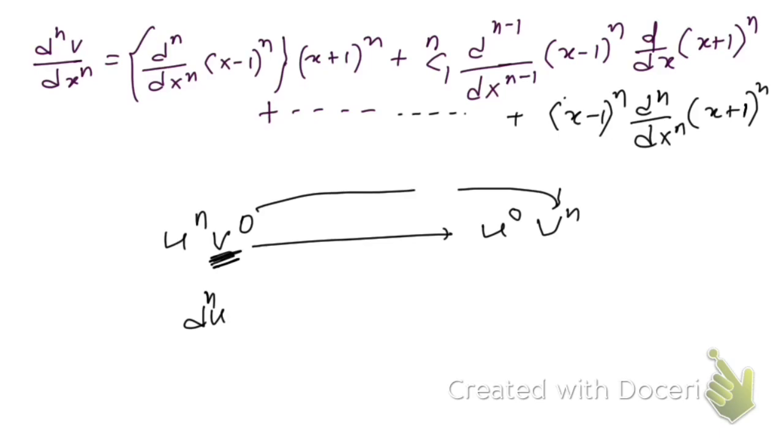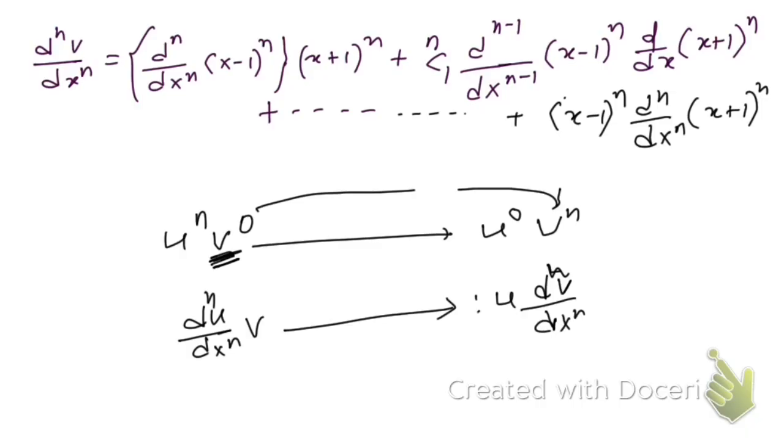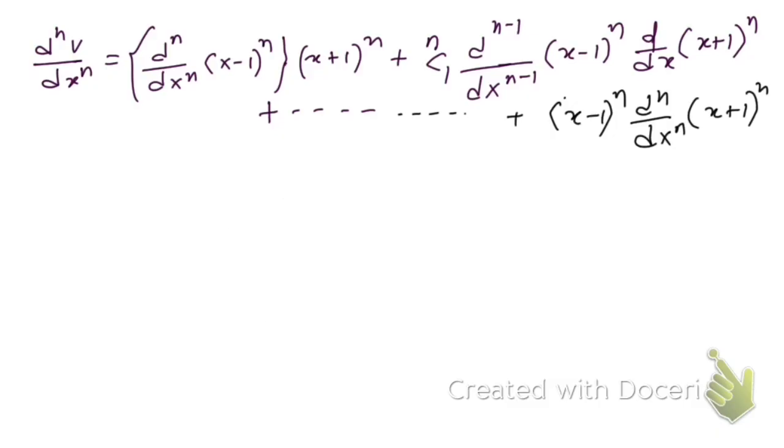Here we have taken the nth order derivative of u, then into v, and it should end with u into the nth order derivative of v. So we do have the coefficients, though I am not writing them here. Hope you have understood this, right? And at the end the coefficient is nCn, which is again 1, right? nCn is also 1. So that's why I am not writing it here.